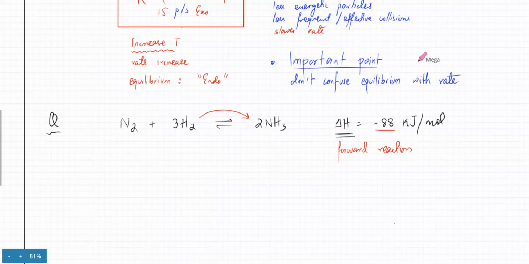So that means the forward reaction is the one that's exothermic. It's not going to be written in the equation; you have to look at the enthalpy change. The enthalpy change is always provided for the forward reaction, so that's exothermic. The backward is going to be exactly the opposite, so it's going to be endothermic. So if the forward is minus 88, then the backward would be plus 88. Now the question is, you're decreasing temperature.